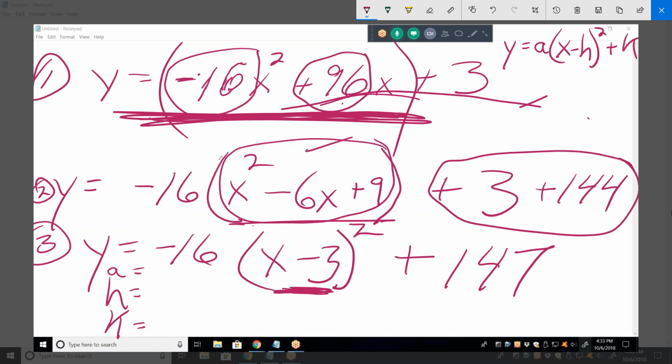What is a? Negative 16. Okay, what is h? 3, right? Correct. Good. And what is k? 147. Now I have enough information that I can graph that thing perfectly. Well, I did in the easier one also. But the reason this was maybe a second order of difficulty over the first one that I gave you was having to factor out that coefficient in front of the x squared.